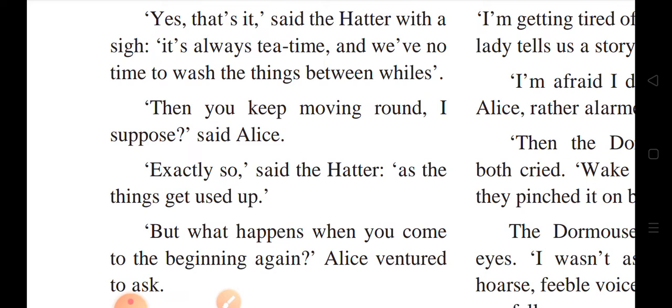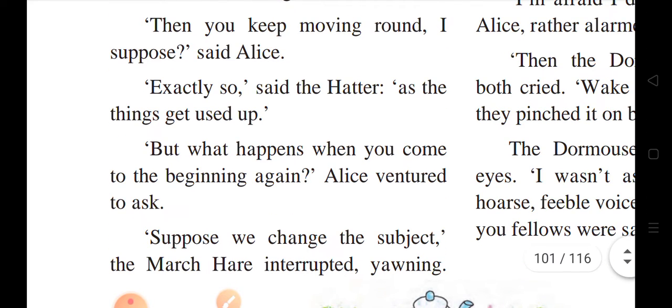So it is always tea time they are having, and they do not have any time to even wash the things. "Then you keep moving round, I suppose," said Alice. So she's saying that you must be moving around, right? "Exactly so," said the Hatter, "as the things get used up."